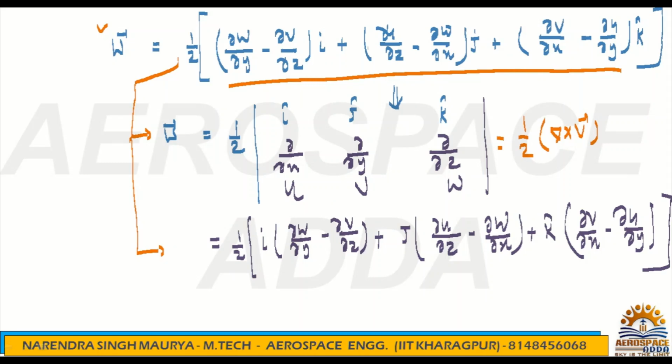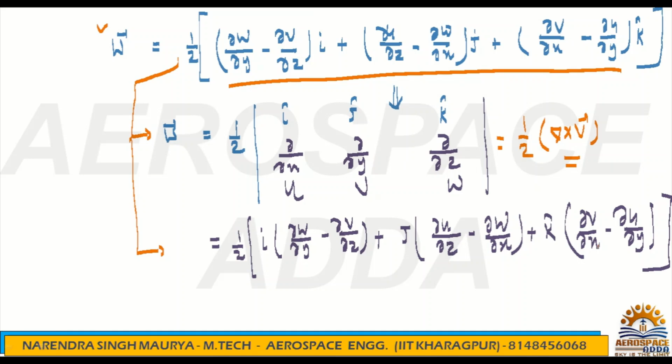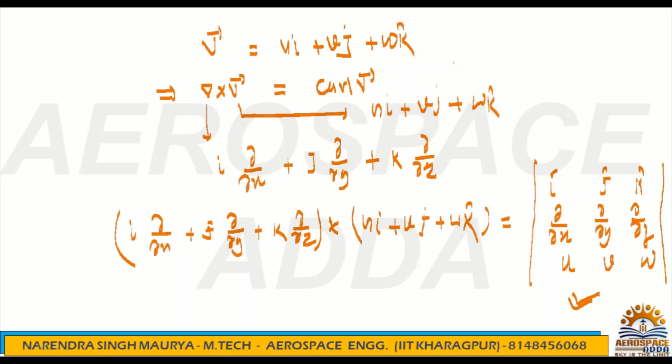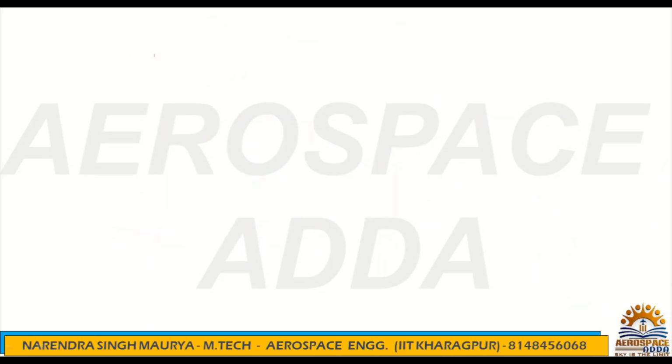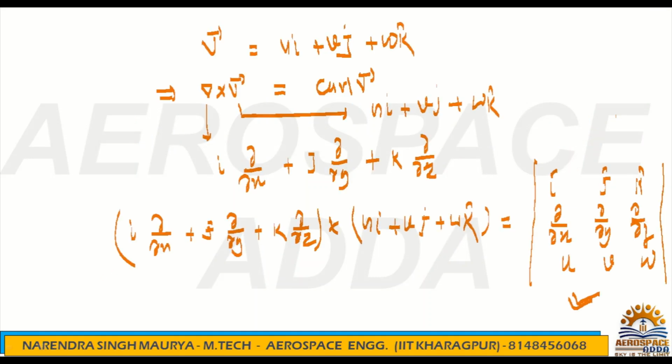So the meaning is you can replace this bracket value by curl V vector. Again, I told you, curl V vector means this, and if you solve this, then again you will get this big bracket. So the point is very clear. The angular velocity omega, what you have here, you can also write as 1 by 2, in bracket, 1 by 2 here, and this value is nothing but curl V vector.